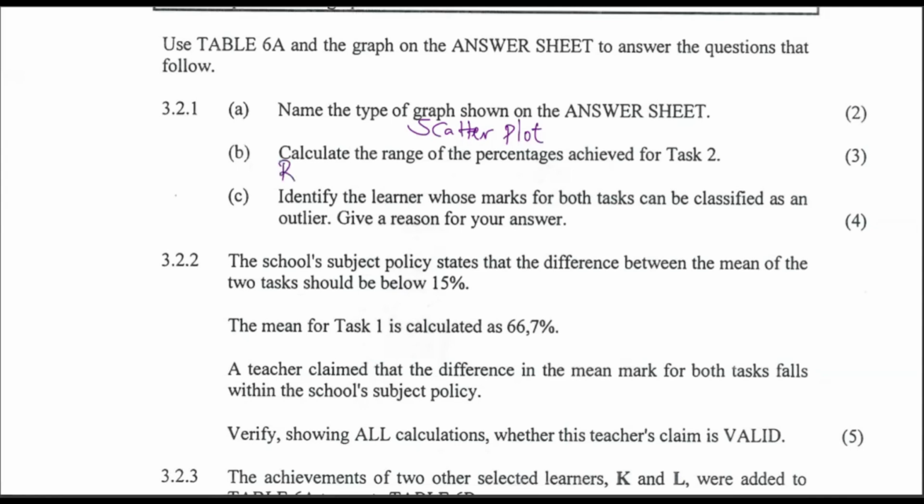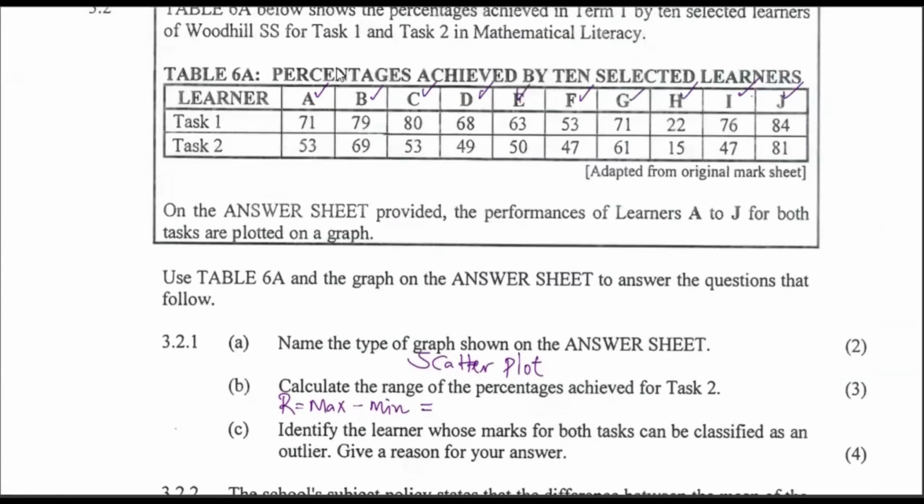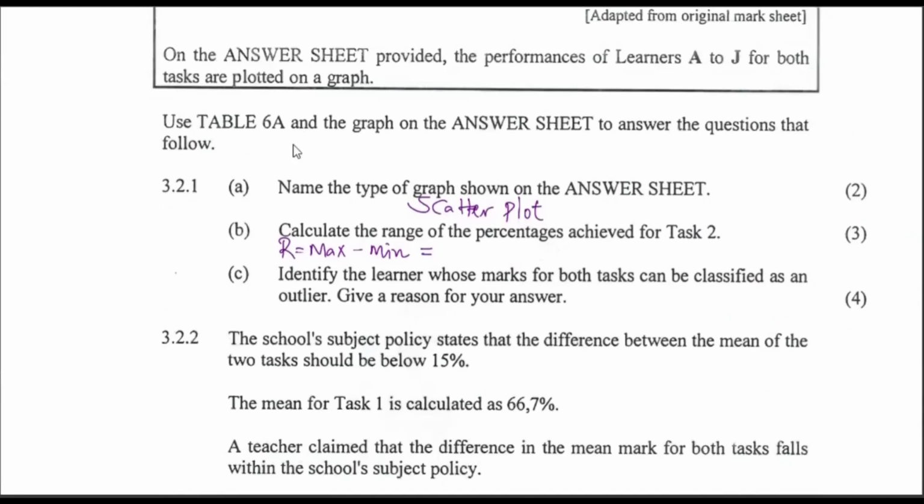All right, calculate the range of the percentage achieved in term 1 for task 2. But remember here, you need to give us a formula for range, which is the maximum minus the minimum. Highest value minus the lowest value, the biggest minus the smallest. So we shall go to task 2 and identify those. Here we see the highest is 81. And the lowest is 15. So we shall say 81 minus 15. The range is 66.